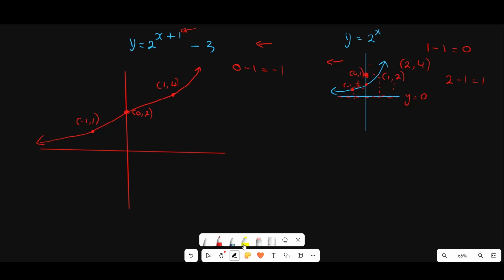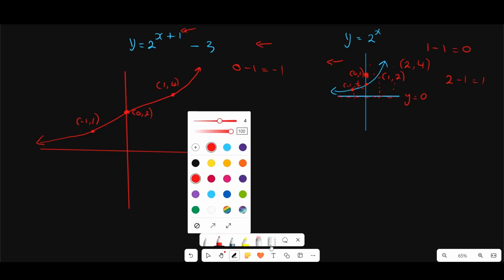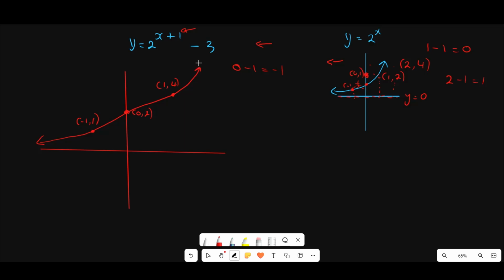Well, the 3 in that case, we are saying, I'm subtracting the 3, I'm subtracting all my y values by 3. So what does that mean? Well, that means that I'm shifting this graph 3 units to the downside, meaning 1, 2, and then 3, right? I'm shifting 3 units to the downside.